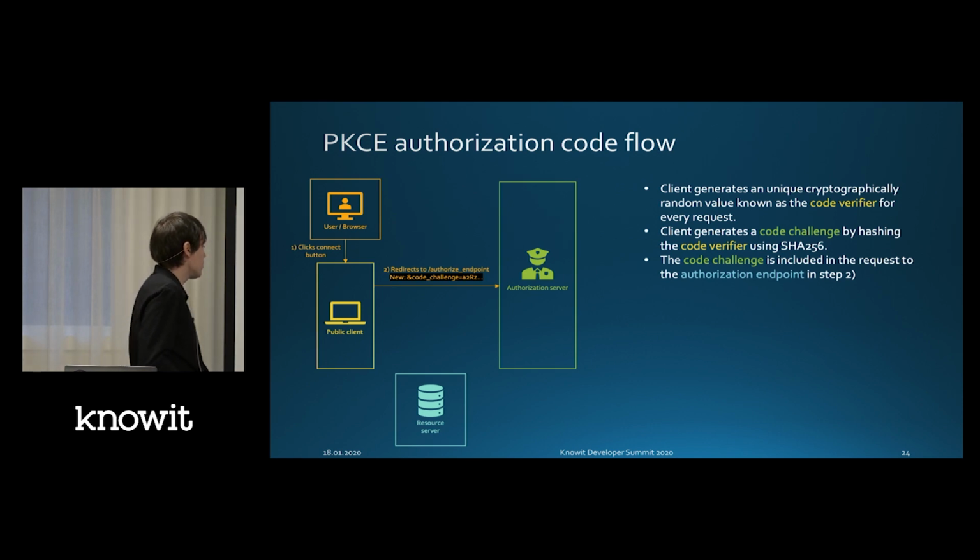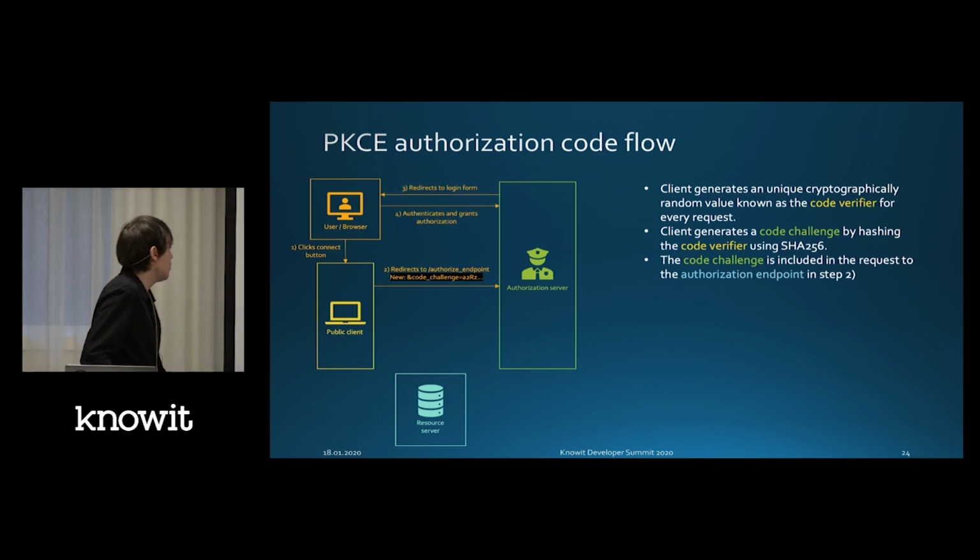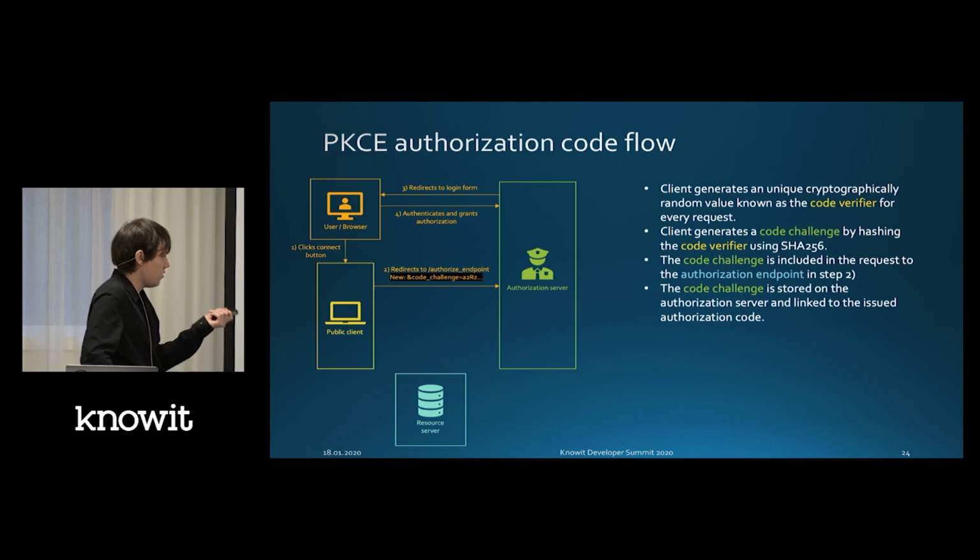And then, when you do the redirect to the authorization endpoint, you actually include that code challenge, the hash value, to the authorization server. Then everything happens like before. The authorization server authenticates. You click OK, grant access. And note that the code challenge is stored at the authorization server and also linked to an authorization code, it should be. And then you redirect it back.